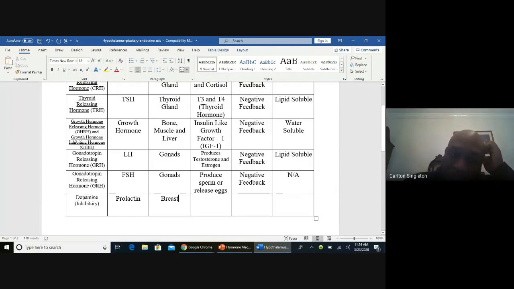So dopamine. Now, this is a weird thing. What happens is dopamine is inhibiting prolactin. So right now, if you are not pregnant or nursing, dopamine is inhibiting prolactin in your body. And my body too, everybody, unless you're pregnant or actively lactating. So dopamine will block the release of prolactin.